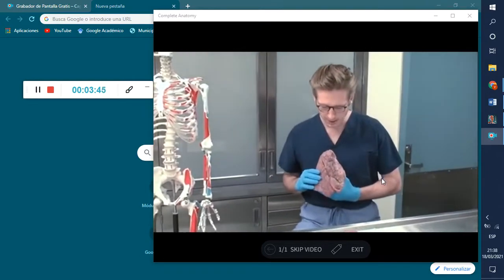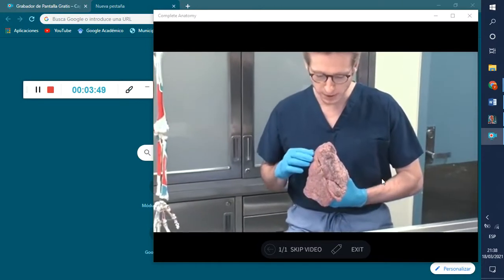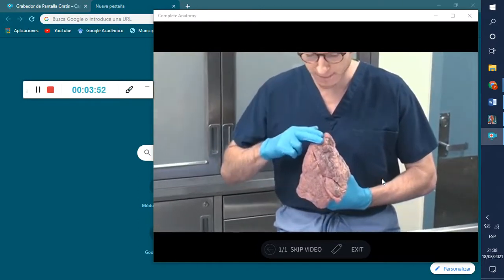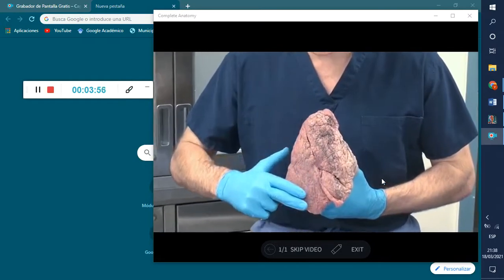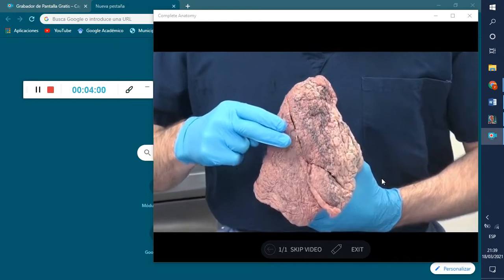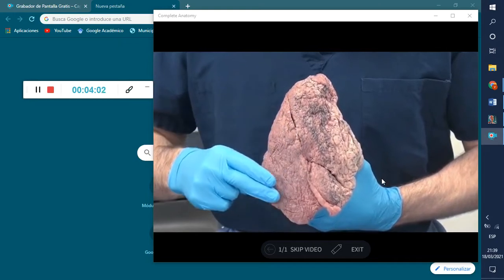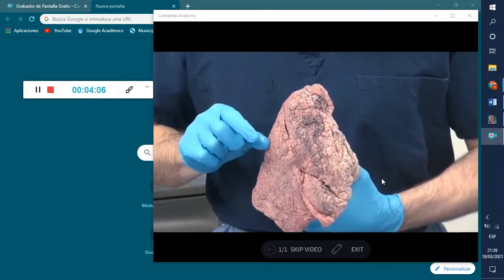Both lungs are encased in a pleura. The pleura is a membrane that has two parts. The inner membrane is the visceral pleura, and that sits directly on top of the lung tissue. The outer membrane is the parietal pleura, and that attaches to the inner surface of the thoracic cavity. Between the visceral and parietal pleura is the pleural cavity.